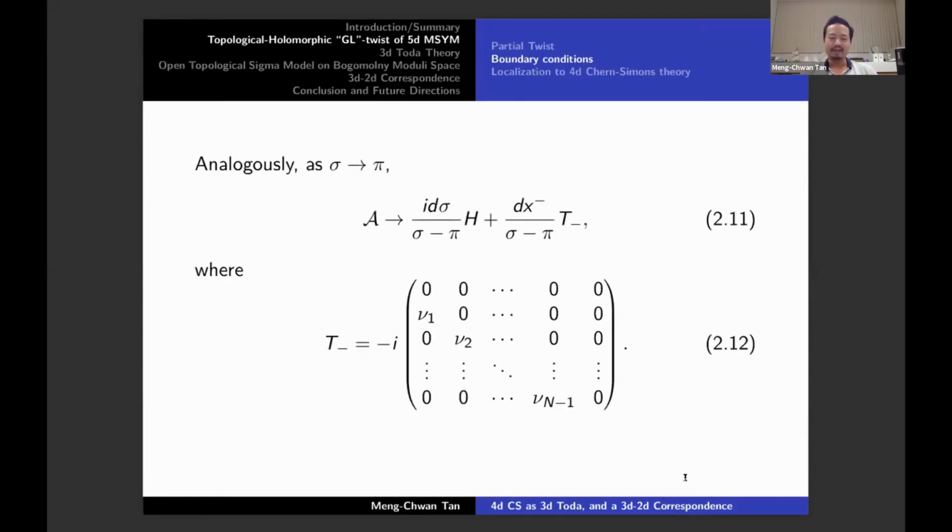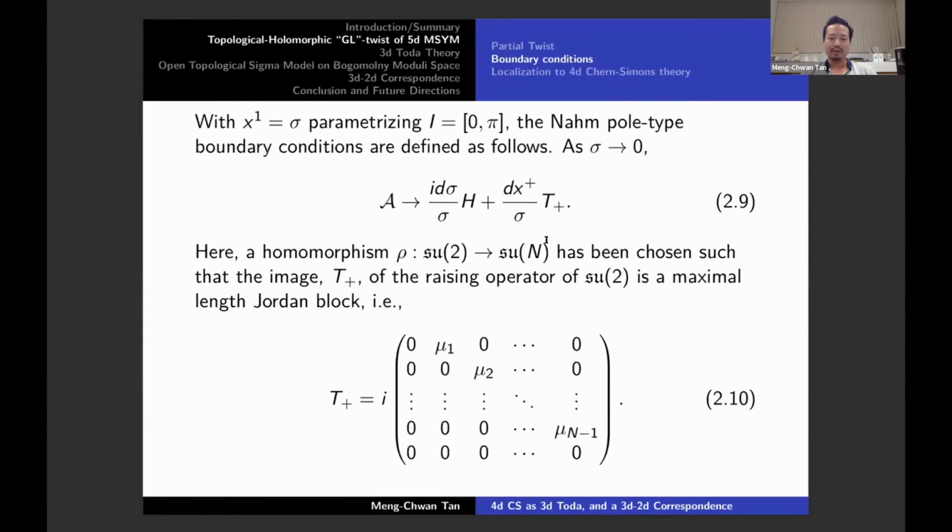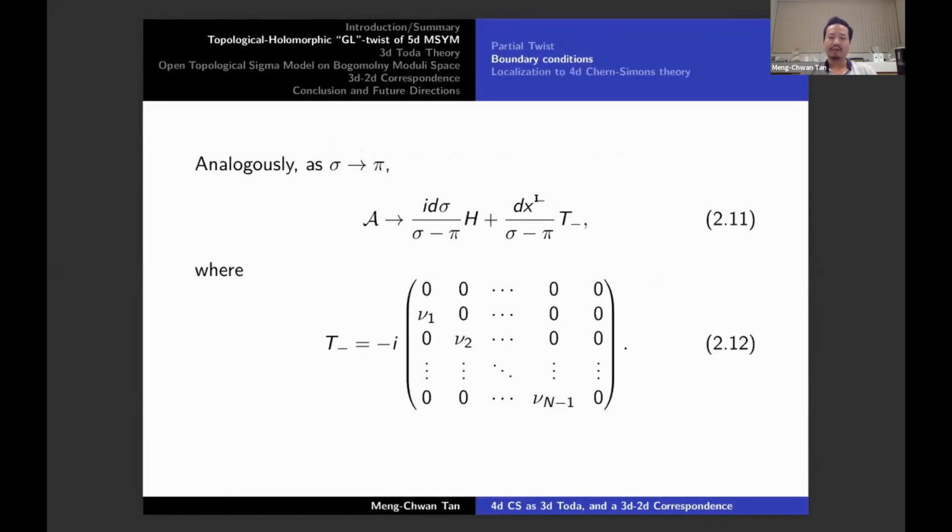Analogously, at the other end of the interval where sigma is pi, we also have non-pole boundary conditions, but note that they are slightly different. Here we have plus components that exist and one component that exists. Here we have the one component that exists and then the minus component that exists. And the T subscript minus matrix looks like this, and its values are V.